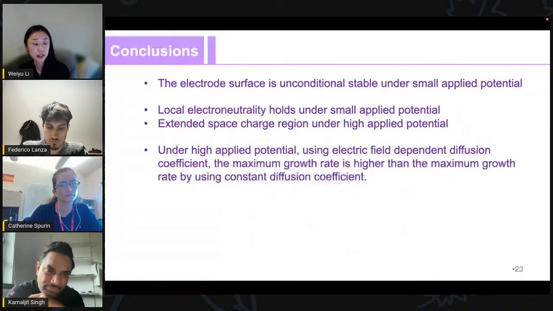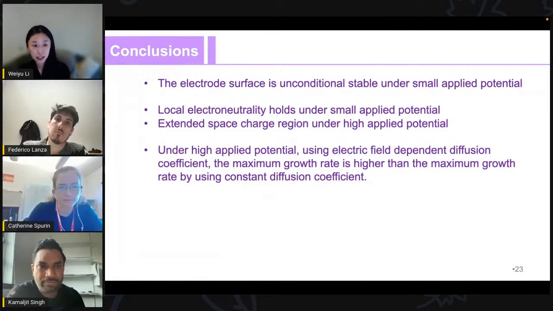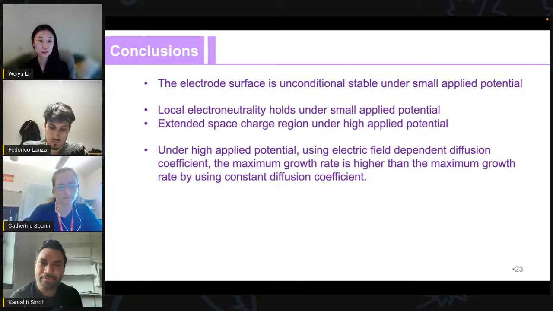So in summary, there are several bullet points. First, the electrode surface is unconditionally stable under small applied potential, and local electroneutrality holds under small applied potential, while there is an extended space charge region under high applied potential. We also conclude that under high applied potential, using the electric field dependent diffusion coefficient, the maximum growth rate is higher than the maximum growth rate using the constant diffusion coefficient.